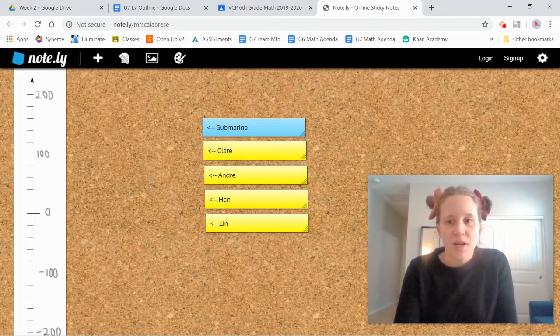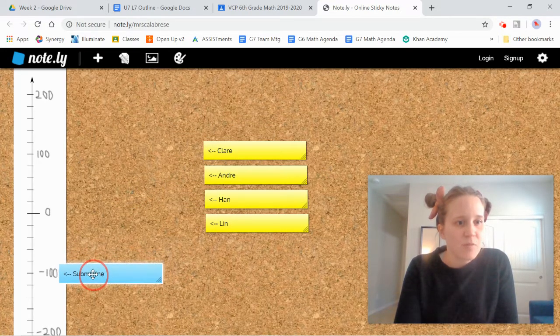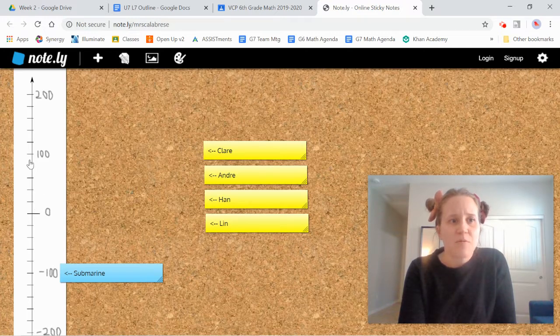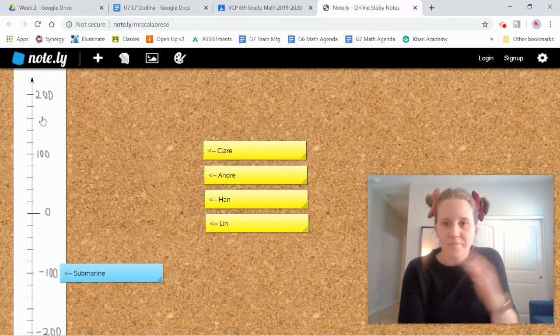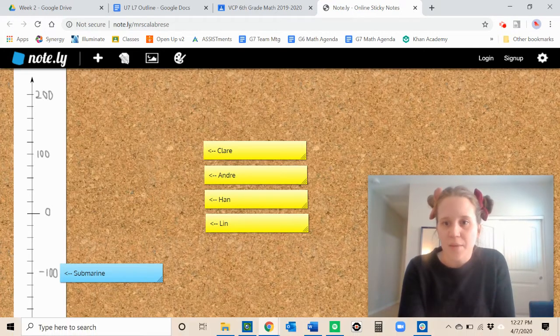The submarine is 100 feet below sea level. So the submarine's elevation is at negative 100. So I'm going to go ahead and drop our submarine right there, okay? Now on your notes, I want you to go ahead and draw this number line. My tick marks, just so you know, go up by 20. So 20, 40, 60, 80, 100. And I go all the way from positive 200 to negative 200. I didn't label all of the intermediate steps, I just labeled the hundreds. So go ahead and take a minute and draw this on your paper, and go ahead and put the submarine where it goes.